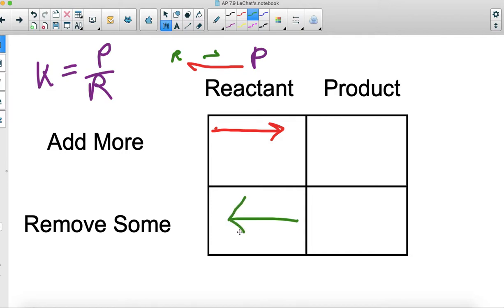It should be pretty easy for you to fill in these other two squares. If you add more product, it's going to go backwards. If you remove product, if there's not product molecules around to go backwards, then the forward reaction dominates, and that's the way it goes. Smile and nod, discuss with the people around you.